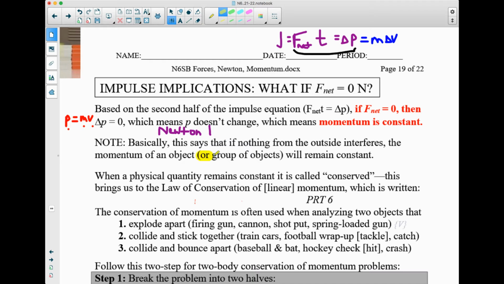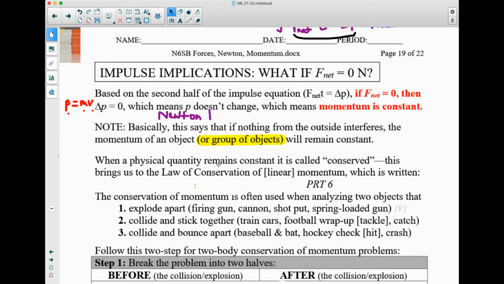I've slipped this comment, or a group of objects. Now, we've been doing this object at rest, stay at rest, object in motion, stay in motion. We've been focusing on one object, like a block sliding across the floor, or whatever it is, or a spaceship moving in space. But here, could we extend this to more than one object? Well, yes, but we'll get to that in just a moment.